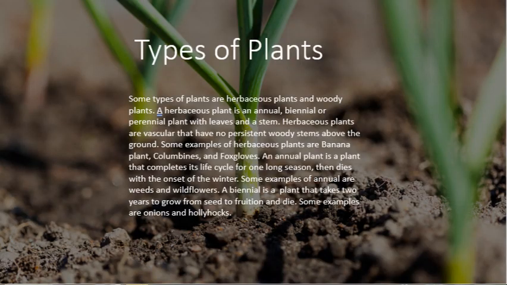Types of plants. Some types of plants are herbaceous plants and woody plants. Herbaceous plants are vascular plants that have no persistent woody stems above the ground. Some examples of herbaceous plants are banana plants, columbines, and foxgloves.